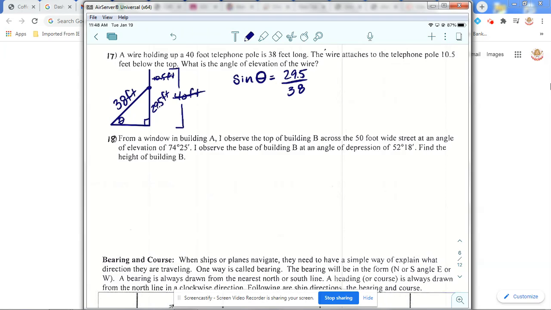And then don't forget, if you know what the sine is and you want to find the angle that has that sine, that's when you do the inverse sine or the arc sine of 29.5 divided by 38. Okay, so in the calculator, it's second sine. And as long as you're in degrees, it'll give you the answer in degrees. And that's what we would want. So that should be approximately 50.92 degrees. That's the angle of elevation of your wire.